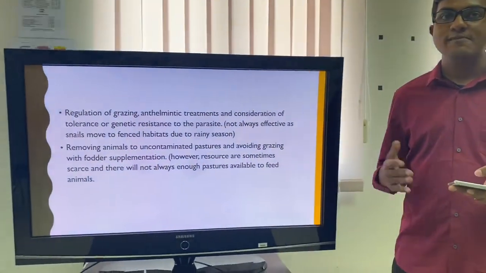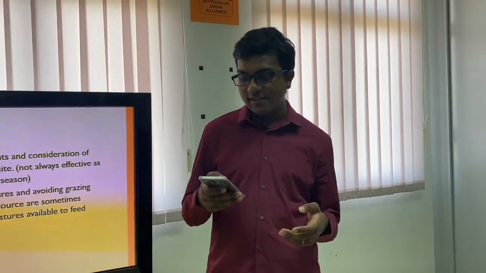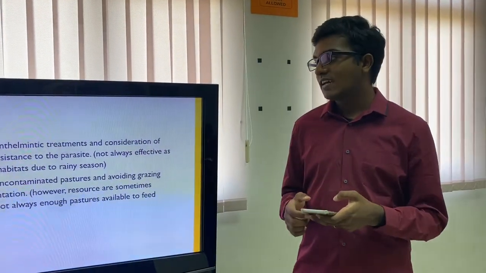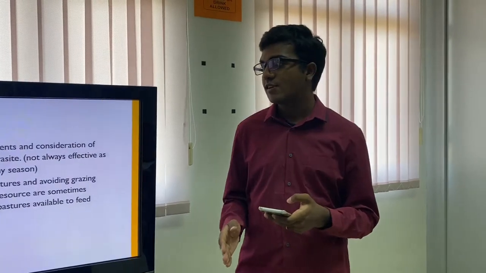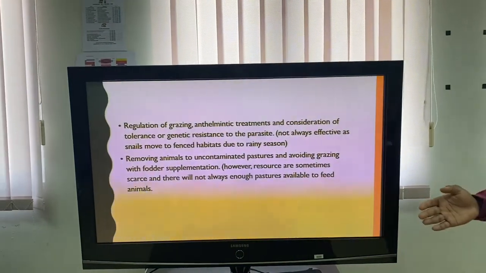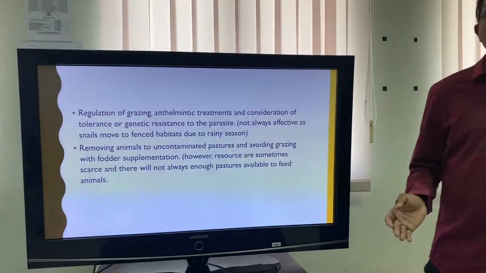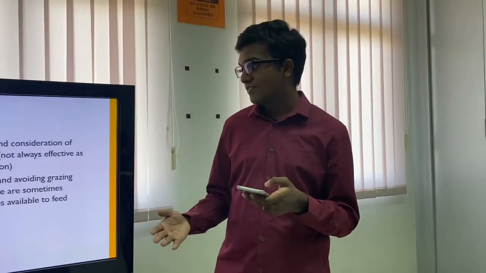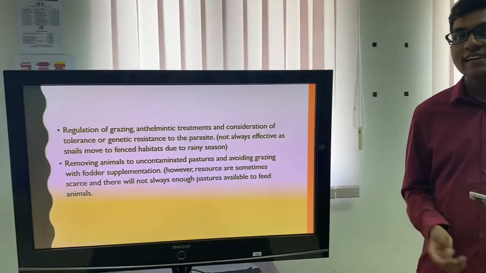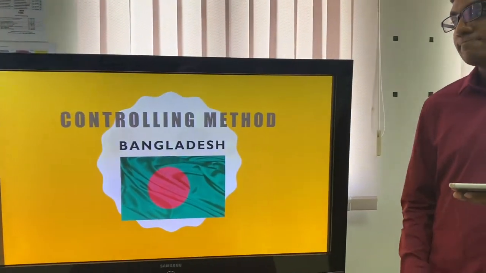And in terms of livestock management, Peru has done regulation on grazing and regular anthelmintic treatments to control fasciolysis, and they also prefer breeds which have a higher tolerance and genetic resistance towards the fasciolysis parasite. And furthermore, they have also done some pasture management where they remove animals from contaminated pastures to uncontaminated places to avoid any further infection growth in those livestock populations. And finally, we'll be seeing the control methods that have been used in Bangladesh.